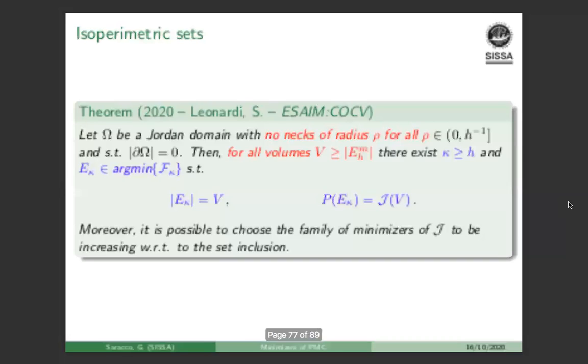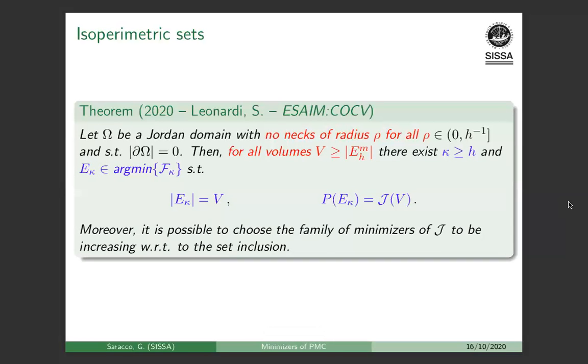And if you want, you can actually choose the family of minimizers to be increasing with respect to set inclusion. So this somehow is a way to build all isoperimetric sets above some volume threshold for this special class of sets, those omegas that are nonextremal for any radius.